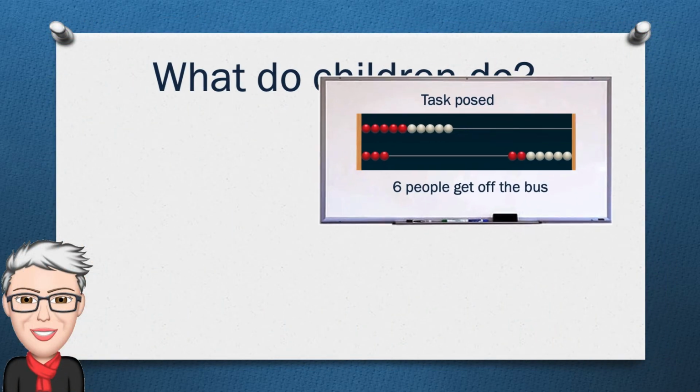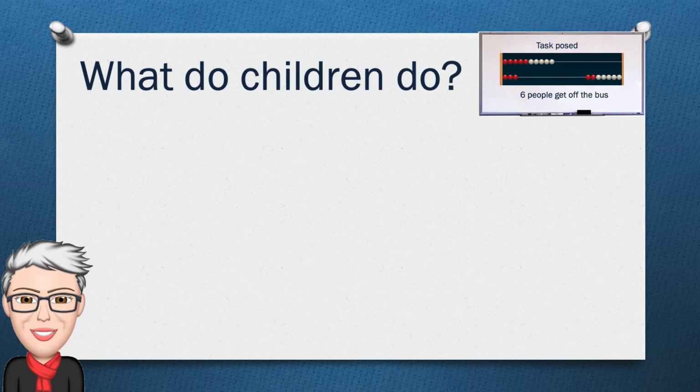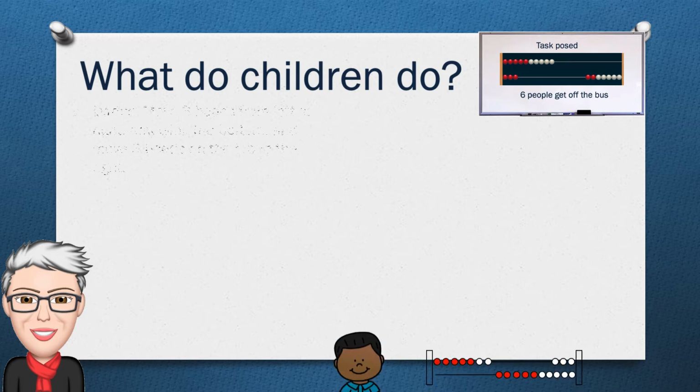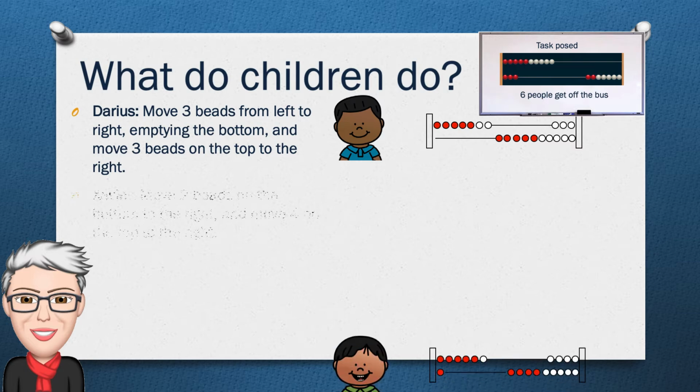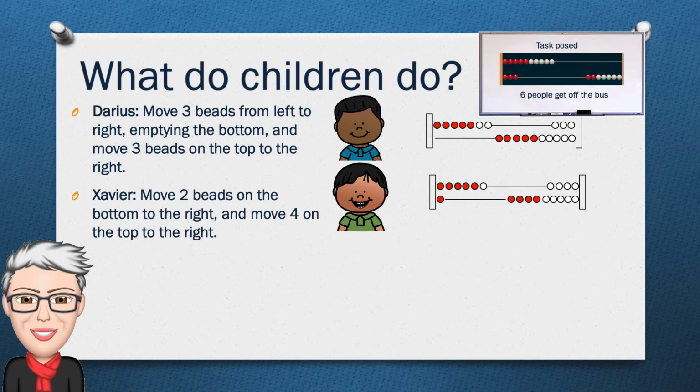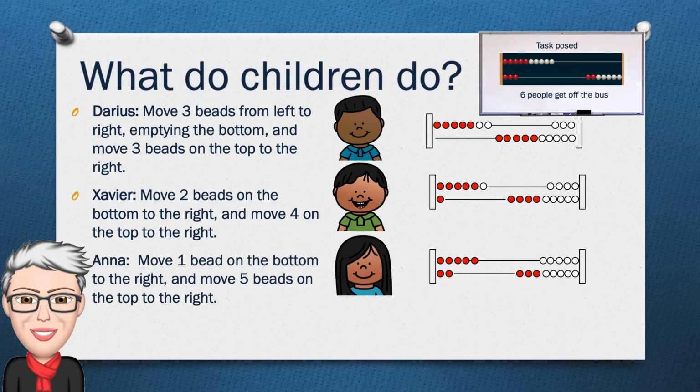What do children do? They move 6 beads from left to right in any way they choose. In this example, there are 4 possibilities. They are: move the 3 beads on the bottom to the right, that is, empty the bottom, and move 3 beads on the top to the right, as Darius did. Move 2 beads on the bottom to the right, and move 4 on the top to the right, as Xavier did. Move 1 bead on the bottom to the right, and move 5 beads on the top to the right, as Anna did.